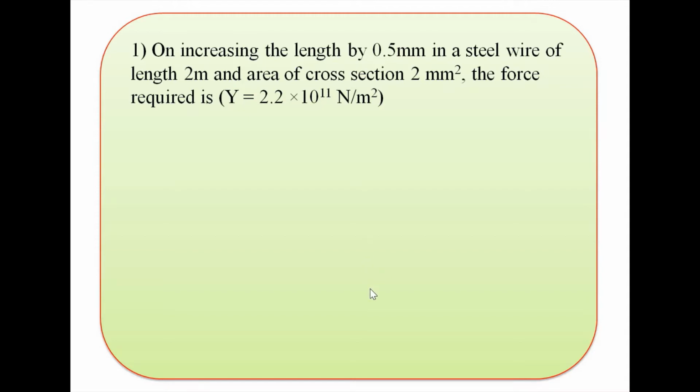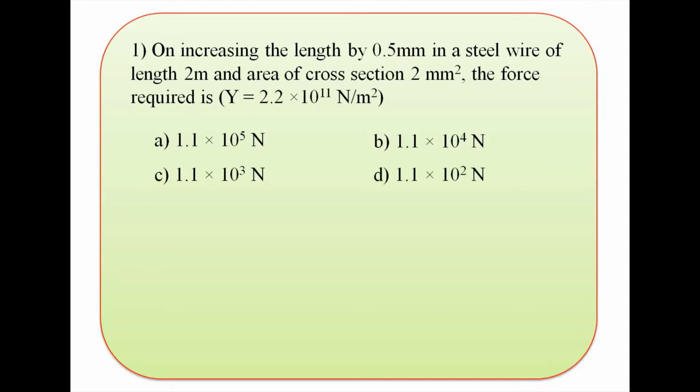Let's see options. Option A is 1.1 into 10 raised to 5 Newton. Option B is 1.1 into 10 raised to 4 Newton. Option C is 1.1 into 10 raised to 3 Newton. And option D is 1.1 into 10 raised to 2 Newton. Let's see solution of this objective.